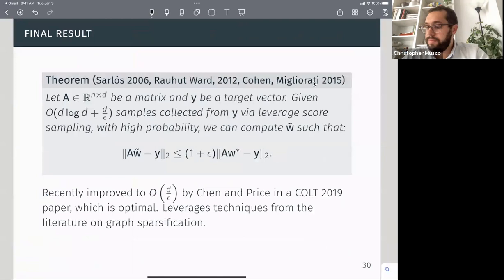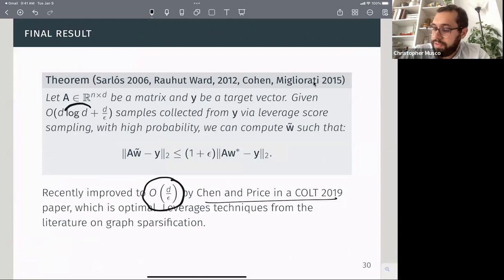Yeah, that's the claim. This was actually recently improved to order D over epsilon in a result by Chen and Price from COLT 2019. So you can remove this log D factor. That's a really cool paper. I think people had asked for this for a long time, but it was difficult to do. They basically leveraged techniques from the literature on graph sparsification, which is also interested in removing log factors, to show that there are slightly better methods in theory, which I think is cool.